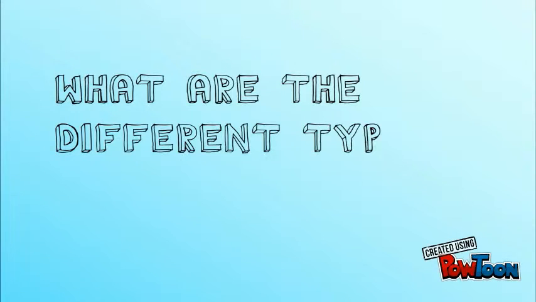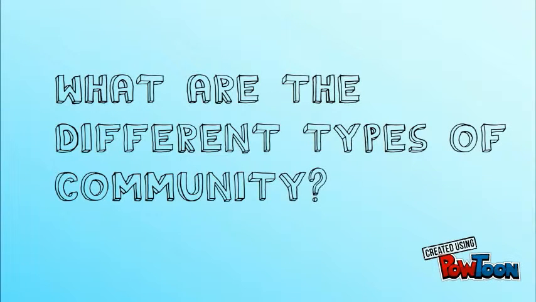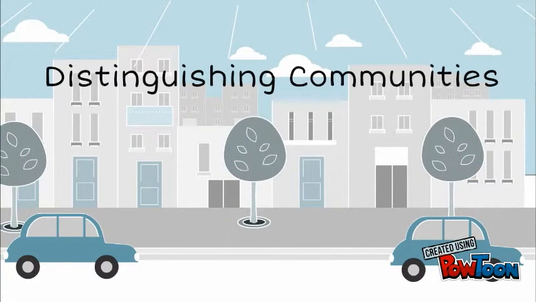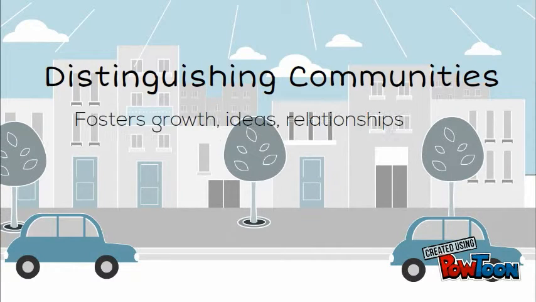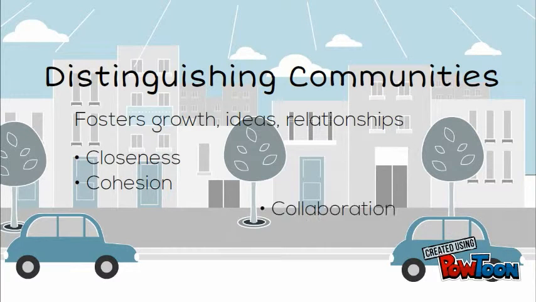What are the different types of community? Communities are characterized by their ability to bring people together to foster growth, ideas, and relationships. What makes every community unique is the degree to which they do so. So we can distinguish community by the three components of closeness, cohesion, and collaboration.